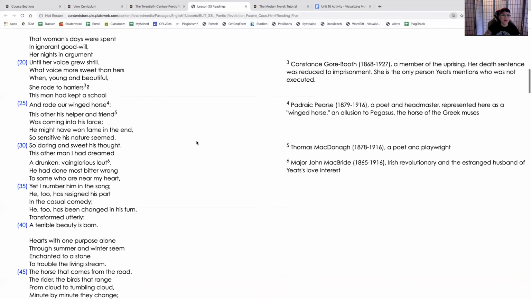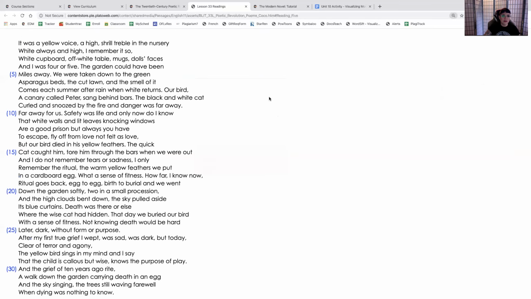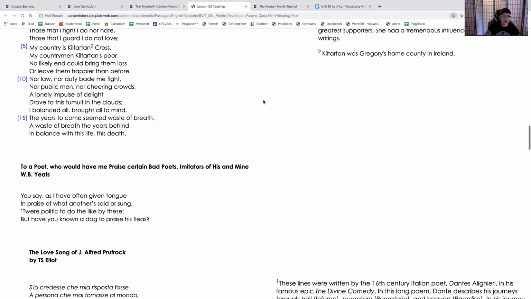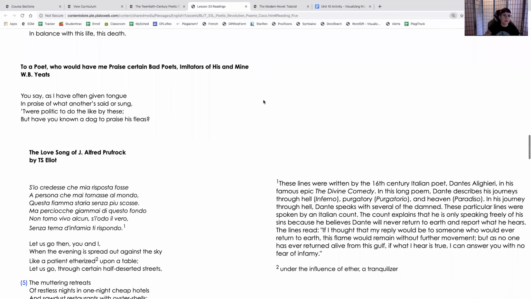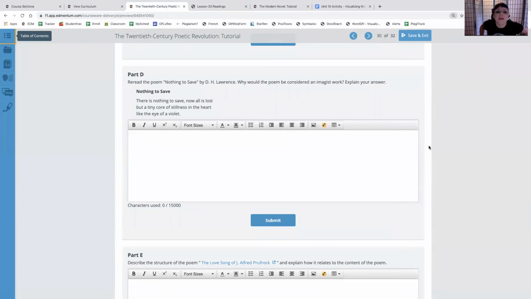Okay, then let's see. I don't know if I need to go to the actual lesson. Nope. Okay, let's get here. Reread the poem Nothing to Save by D.H. Lawrence. Why would the poem be considered an imagist work? Explain your answer. If you remember from the tutorial, when it brought up imagism, it brought up the poem by Ezra Pound called In a Station of the Metro.